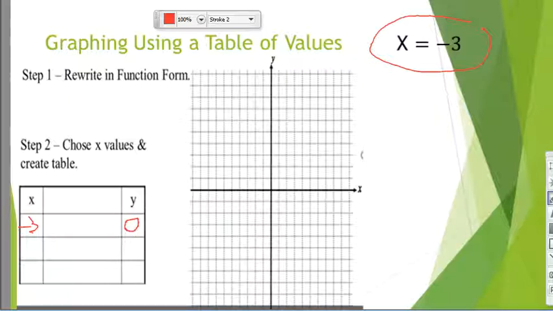It'll equal 0. And this time we need to think about it a little bit differently as well. So what if we let our y equal 1? What's our x going to equal? What if we let our y equal a negative 3? What's our x going to equal?